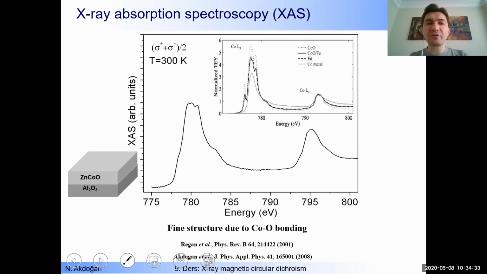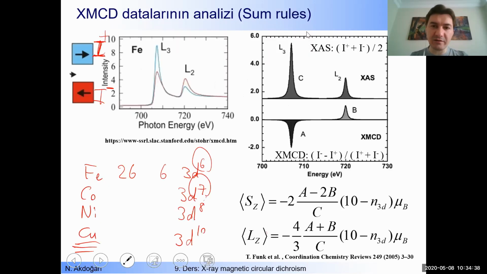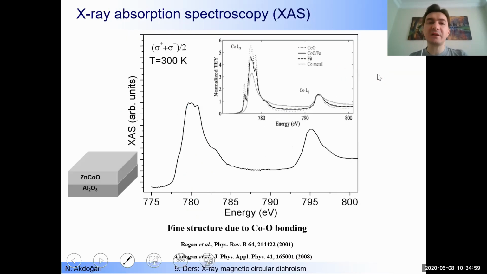Here I will show you one X-ray absorption spectroscopy, XAS, result. I have already explained what XAS is. You carry out 2 experiments with different polarizations, and then you plot the measurements in that form, I plus plus I minus divided by 2. Okay, this is the XAS signal. Here I have the XAS signal for the cobalt element within that material.